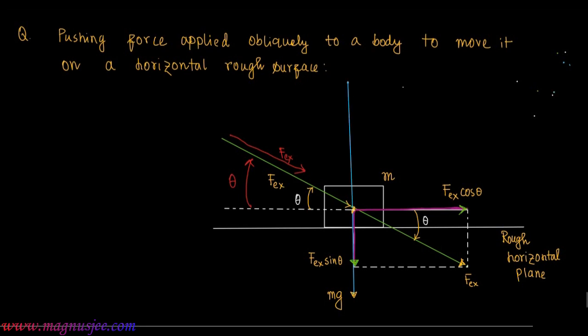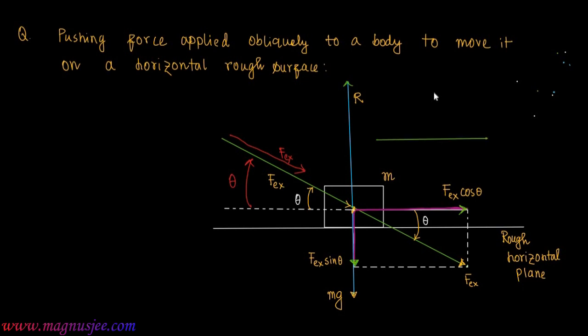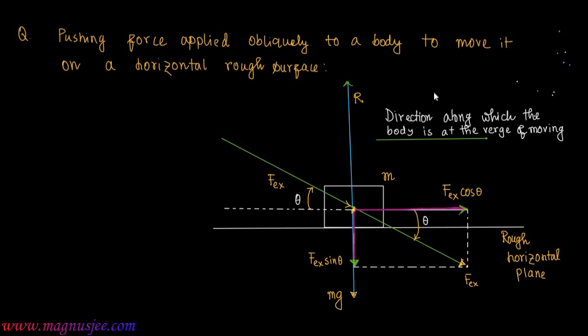Now we can denote the normal reaction force R. R is the normal reaction force to the body applied by the rough surface. We can consider the direction along which the body will be moving. This is the horizontal direction along which the body is at the verge of moving due to application of the force applied obliquely to the body.